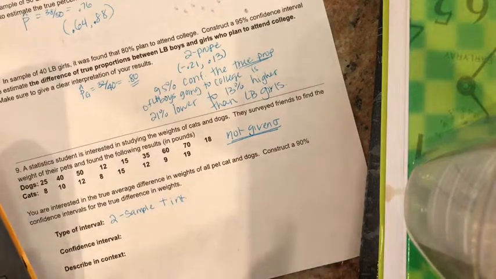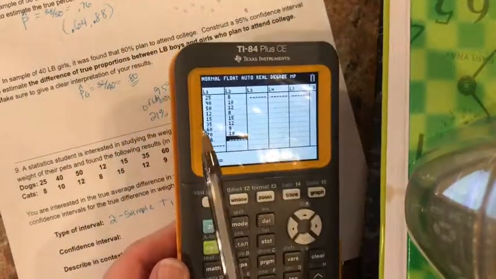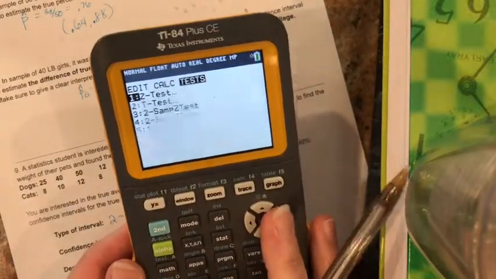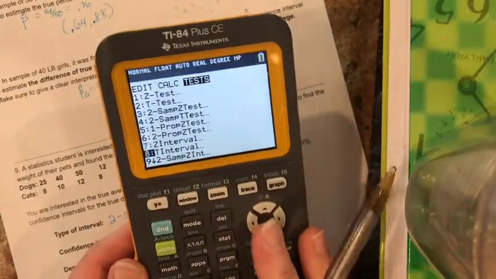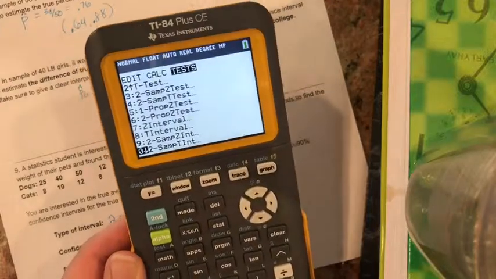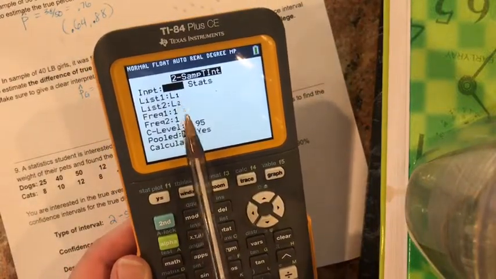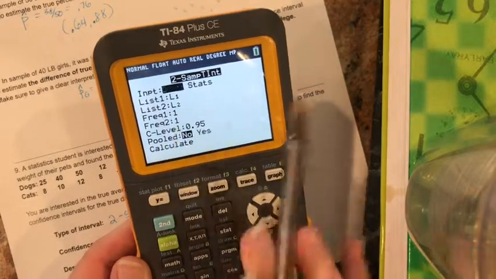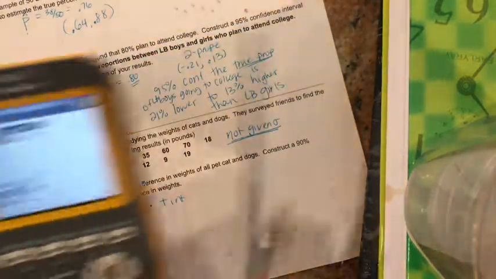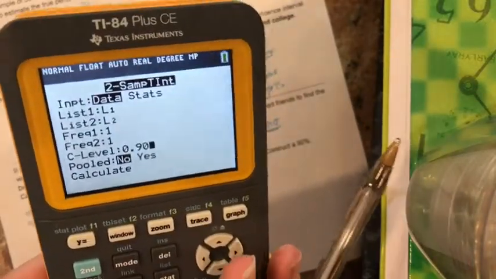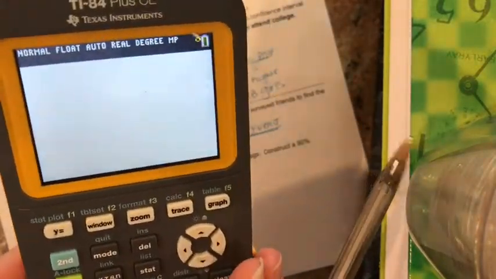I'm just going to go right there on my calculator. I already have the data entered. So stat, test, and number 0. I'm going to tell it data, and use my list 1 and list 2. Leave your frequencies 1. This time we're asked to do 90%. Pool no and calculate.